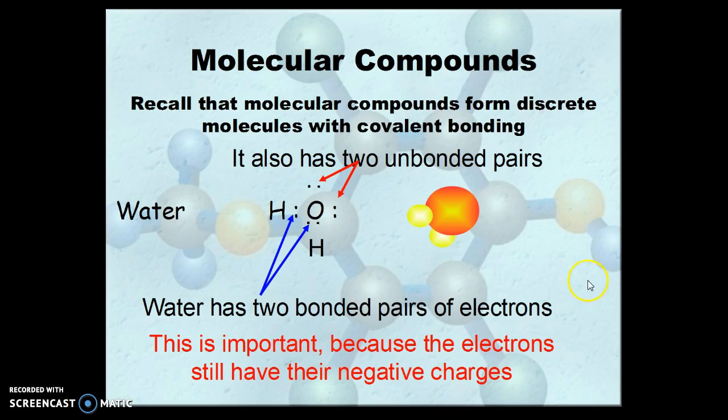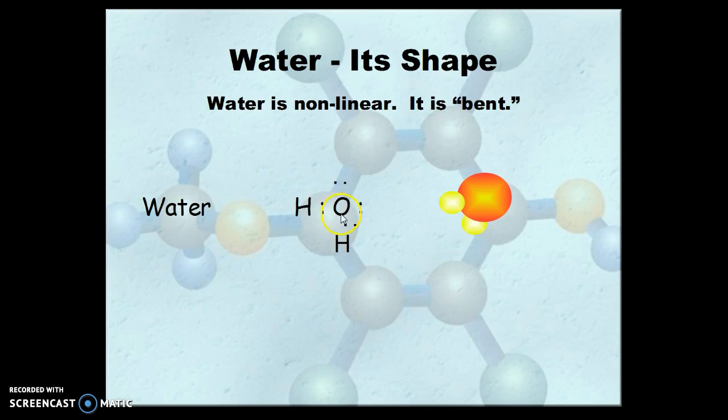Now, you'll recall that molecular compounds form discrete molecules with covalent bonding. But if you look at water, water has 2 bonded pairs, 1, 2, and 2 unbonded pairs. Now this is important because the electrons still have their negative charges. So water is not linear. It's got its unbonded electrons on one side and its hydrogens bonded on the other side. As you can see in the space-filling model, it has these offset.